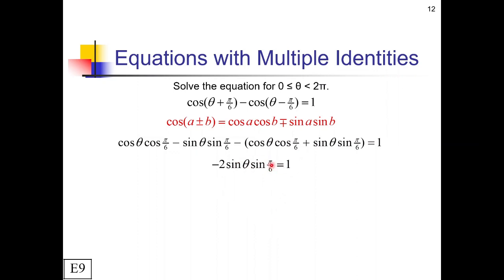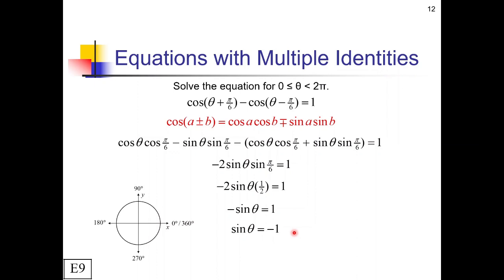Sine of pi over 6, we can actually simplify that. That's just the sine of 30 degrees, which you might remember is 1/2. So we've got a 1/2 right there. This negative 2 and the 1/2, if I multiply those, that's just negative 1 times the sine of theta. And we can very quickly isolate sine of theta by dividing both sides by negative 1. So we have sine of theta equals negative 1. We've got our trig function isolated.